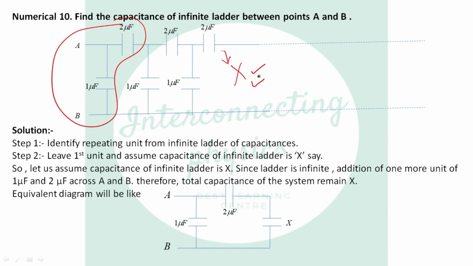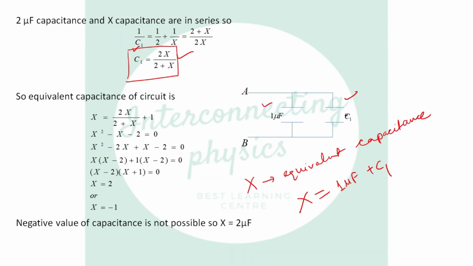Okay. Now leave 2 microfarad as such, 1 microfarad as such, and write the equivalent capacitance of the infinite ladder as X. Now these two are in series. Calculate these values, and after calculating we see the equivalent capacitance of this and this are in parallel. Now let us calculate the equivalent capacitance of the whole circuit. We have already assumed the whole circuit has equivalent capacitance X. So X equals C1 plus 1. 1 is here and C1 has the value 2X over 2 plus X.